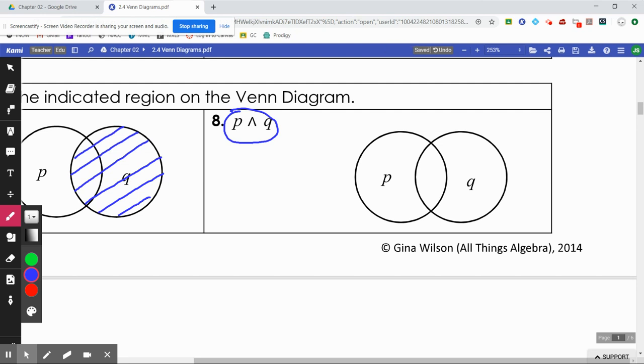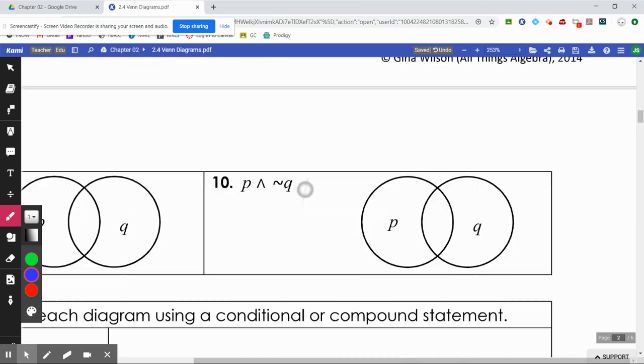Next one, we want everything that's in region P and in region Q. The ones that are in the overlap, the and would be the middle part. This stuff is in P. This stuff is also in Q, so it's in P and Q. Number 9.